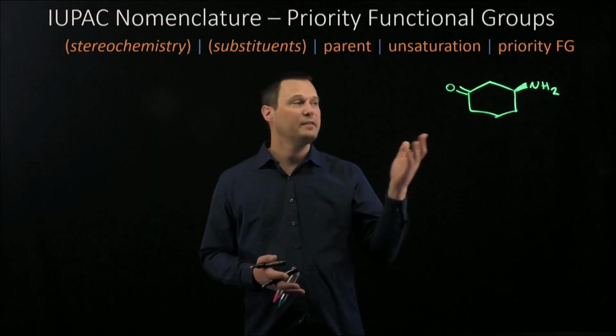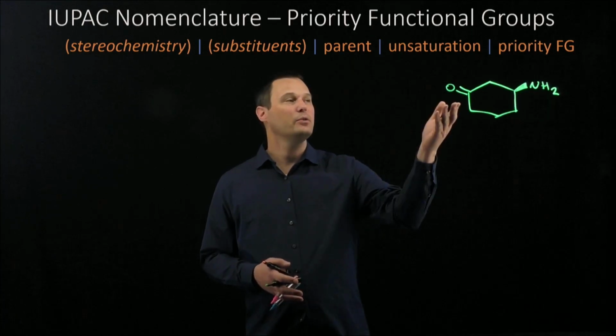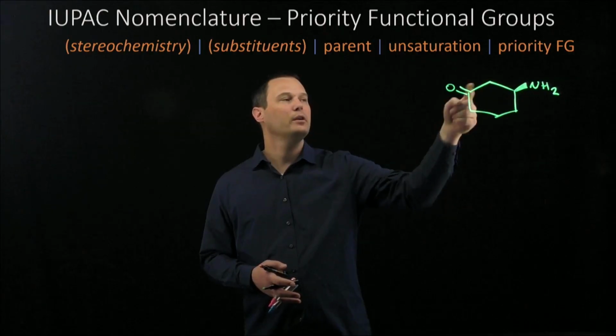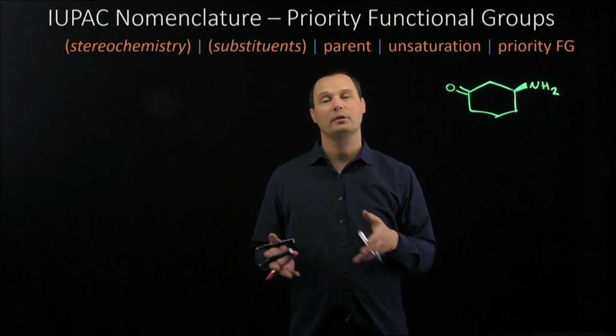Our first step is to find the longest consecutive carbon chain containing the priority functional group. Here, the ketone is our higher priority functional group over the amine, and so the 6 carbons in the ring will be our parent hydrocarbon. Next, we number the molecule to give the priority functional group the lowest possible number.